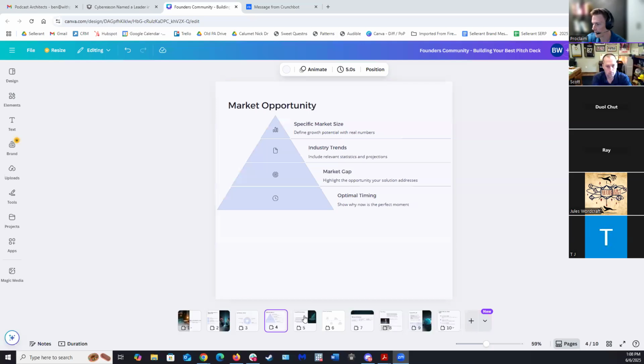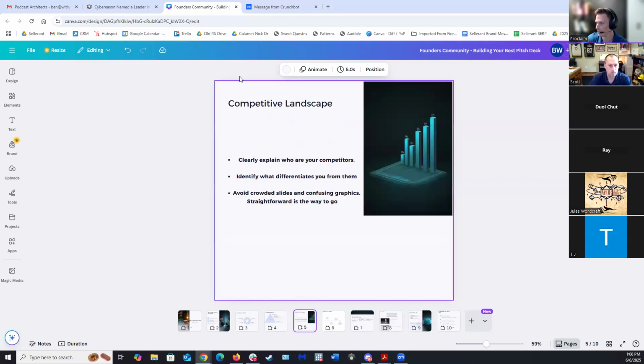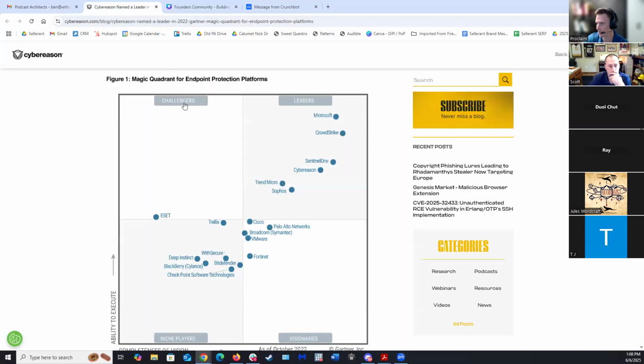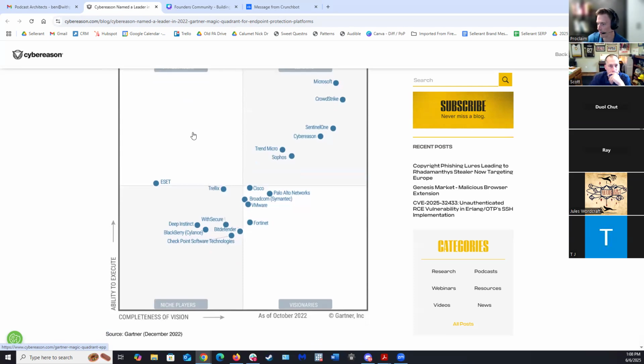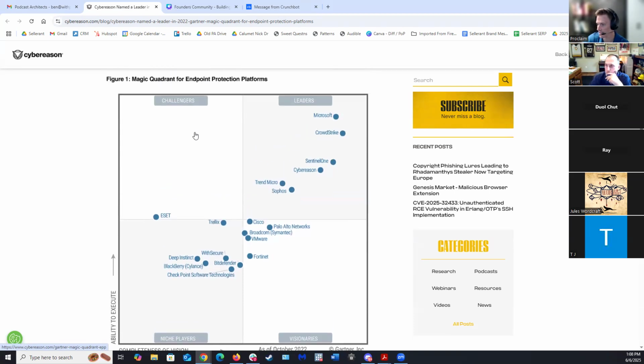All right, going back to the screen share. So market opportunity and then competitive landscape. You guys have probably all heard me refer to the Gartner Magic Quadrant chart. But if you haven't, then here it is.